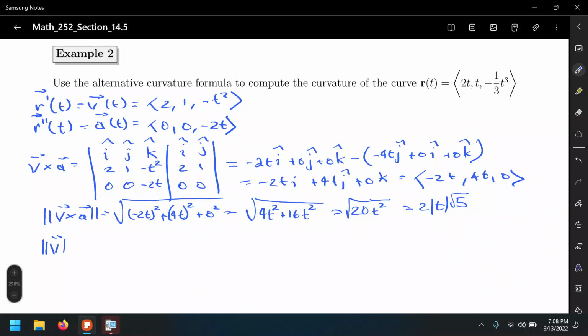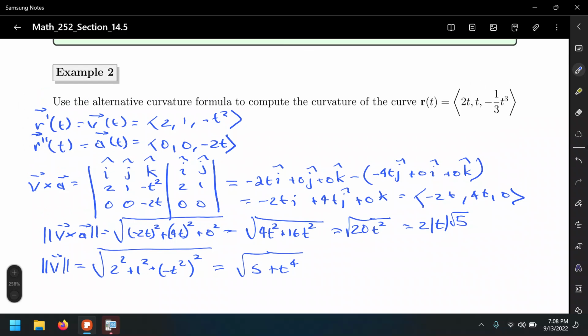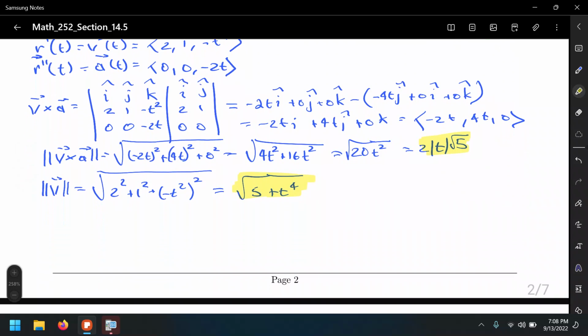of the velocity vector, and that's going to be the square root of 2 squared plus 1 squared plus negative t squared, quantity squared. Oh, careful, negative t squared, squared. Alright, so that means we're going to have 2 squared, which is 4, plus 1, that's a 5, plus t to the 4th. Okay, so that's the magnitude, and we got the 2 pieces of information that we need. We got the magnitude of the cross product and the magnitude of the velocity vector. We have to cube it.